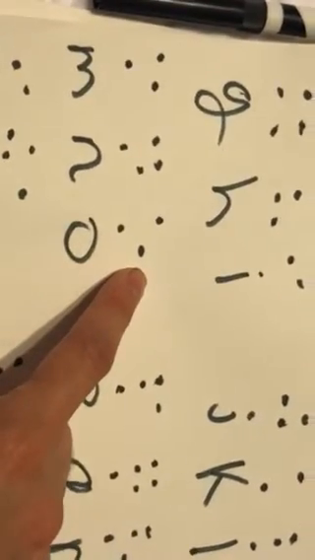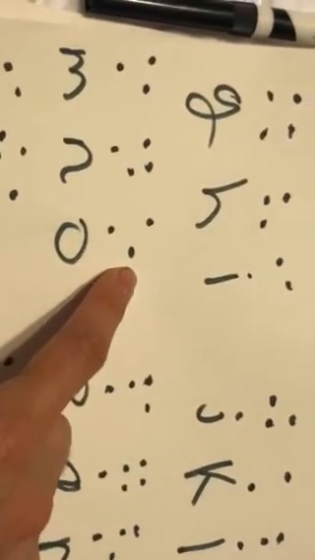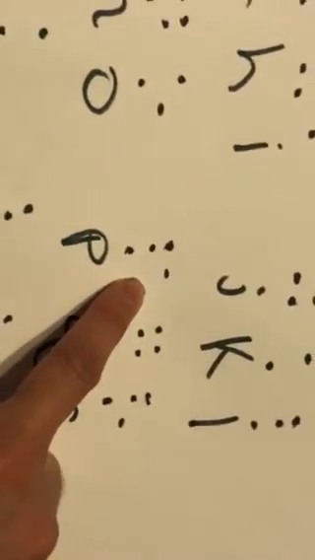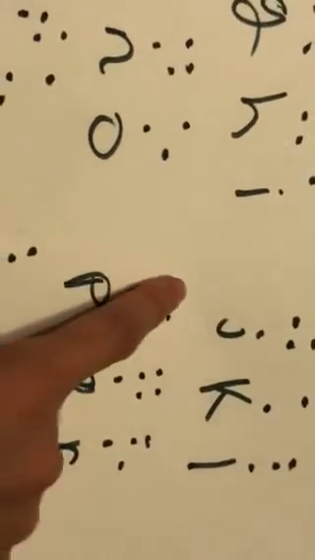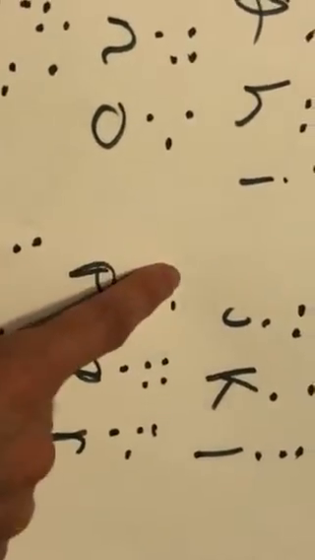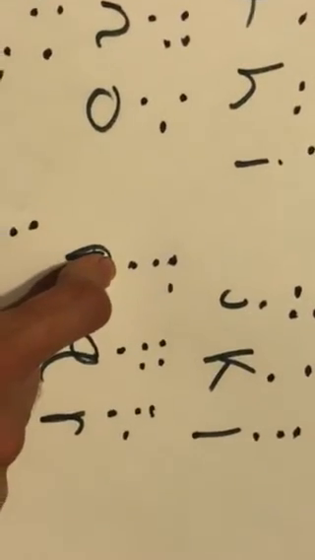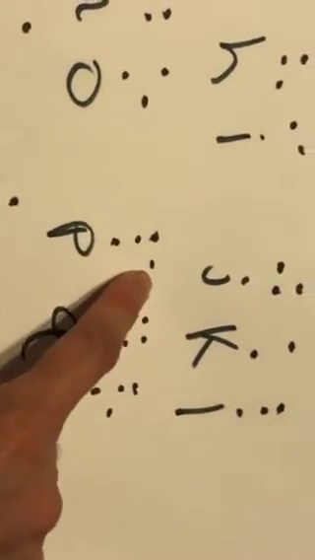O, 1, 3, 5. P, 1, 2, 3, and 4. So you use the first row on the top, on the left-hand corner of the left side of the Braille cell, and 1 dot on the right. So 1, 2, 3, 4.